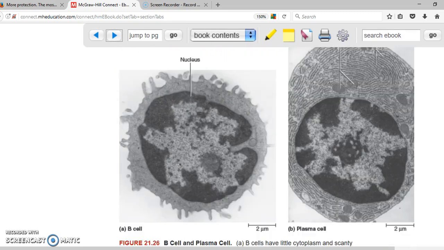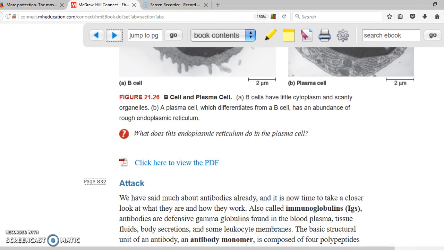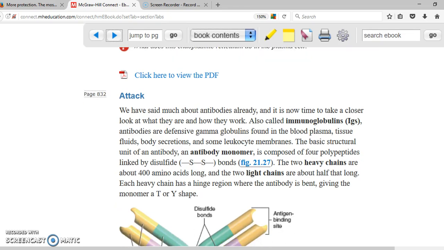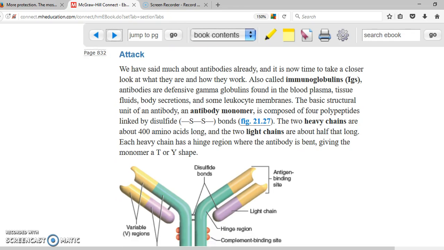Okay, so we keep scrolling down, and we have in here attack. Again, attack, I said, is not a matter of the antibody destroying the microorganism, but rather binding to it and identifying it as a microorganism, because it's going to have the antigen present in that particular microorganism. So right here we have the antibody.